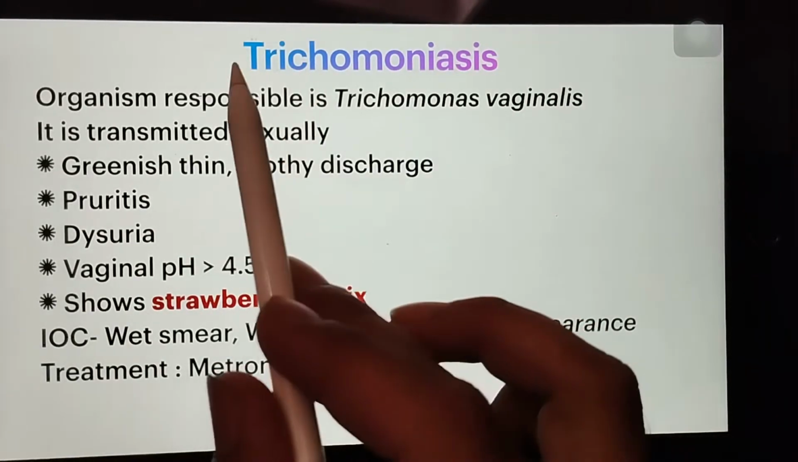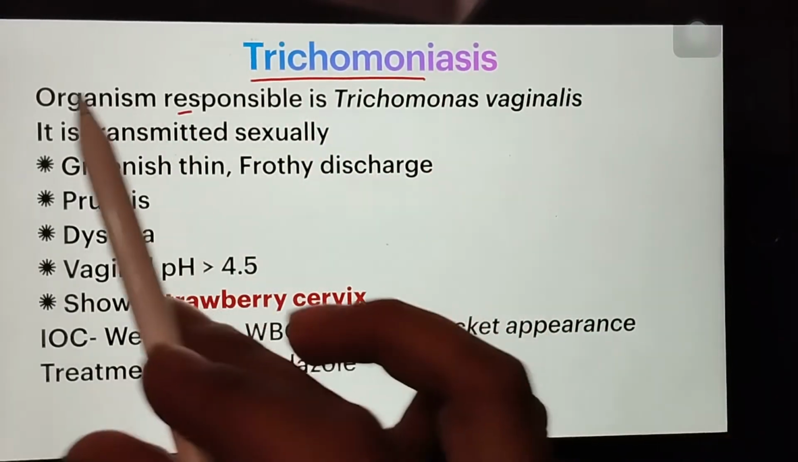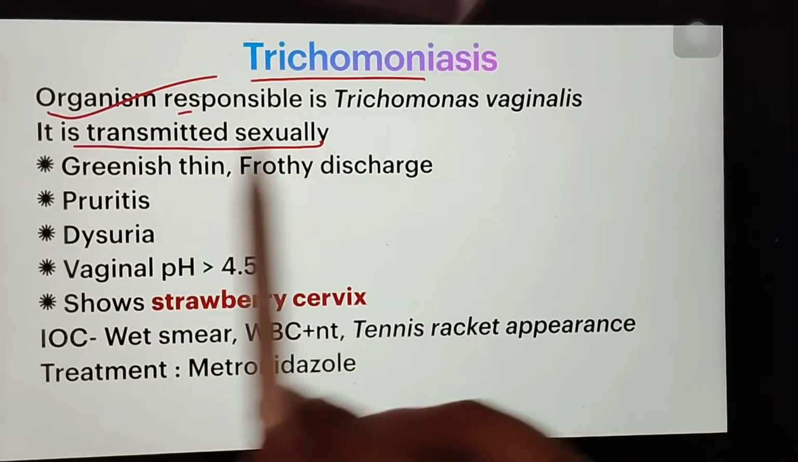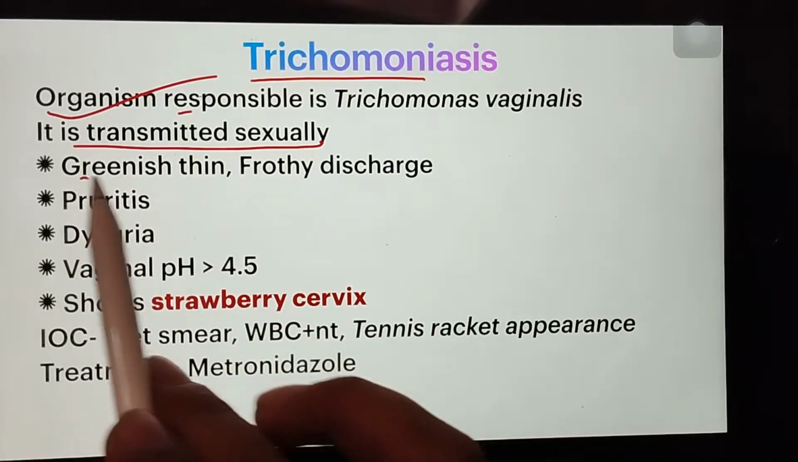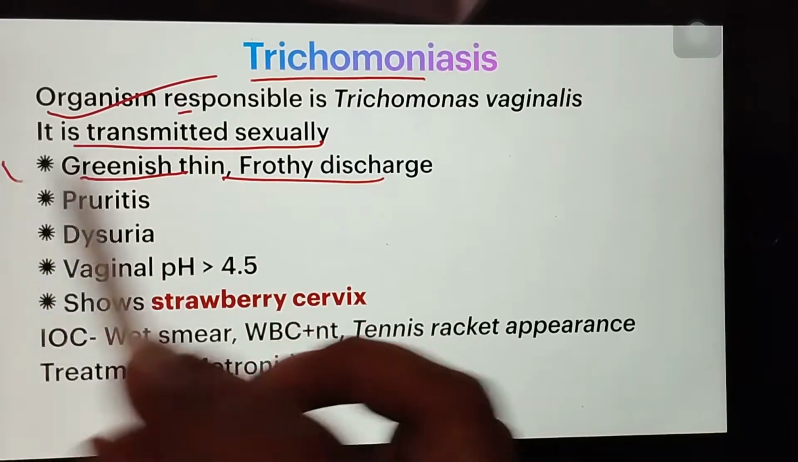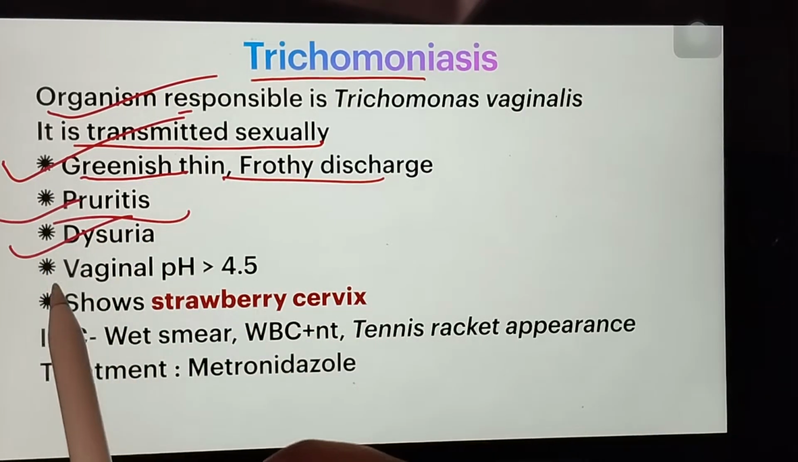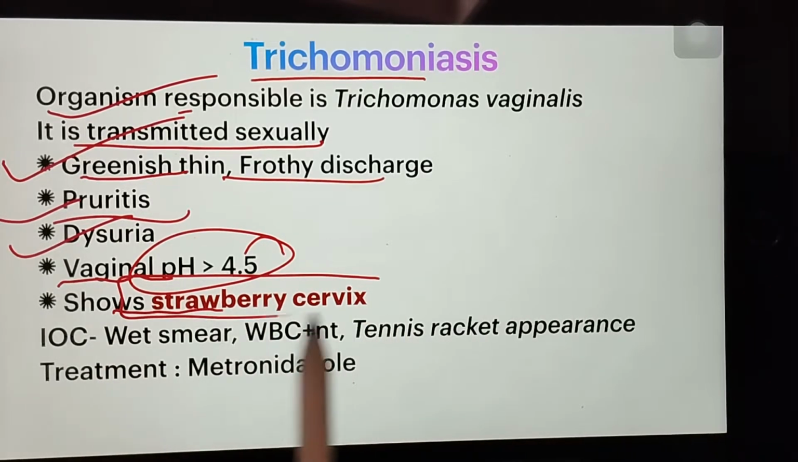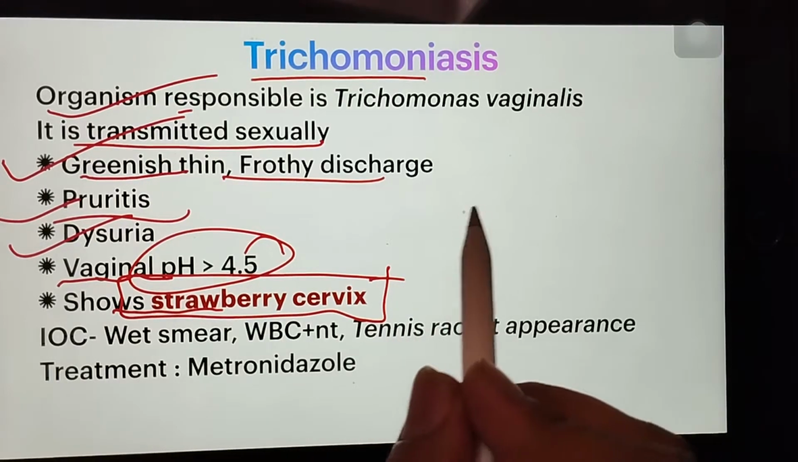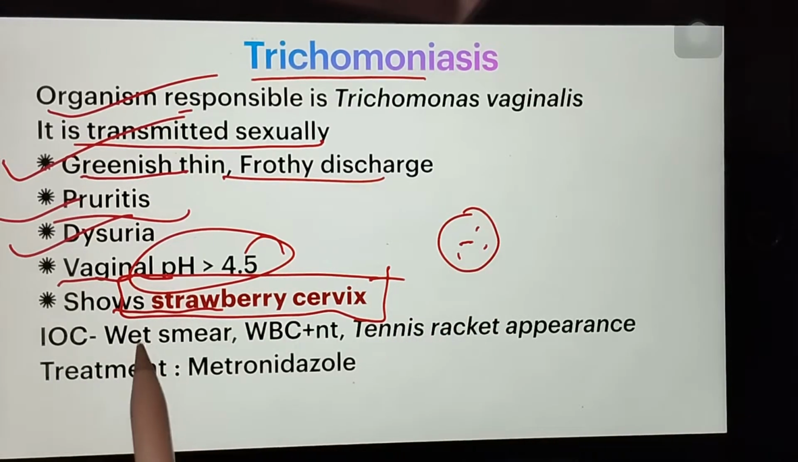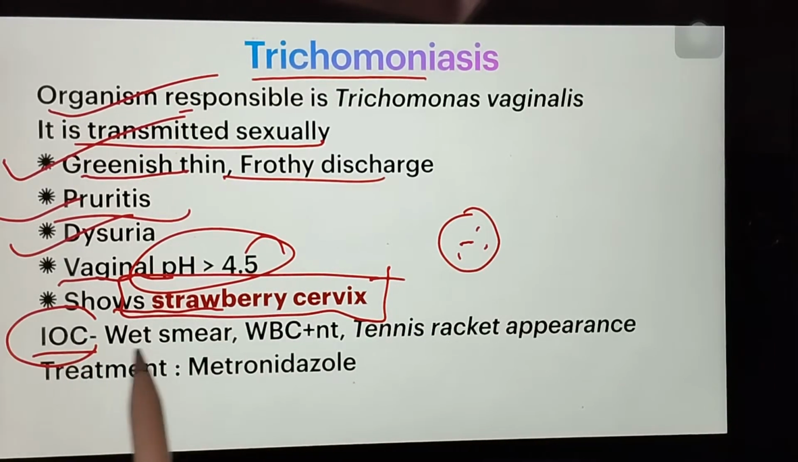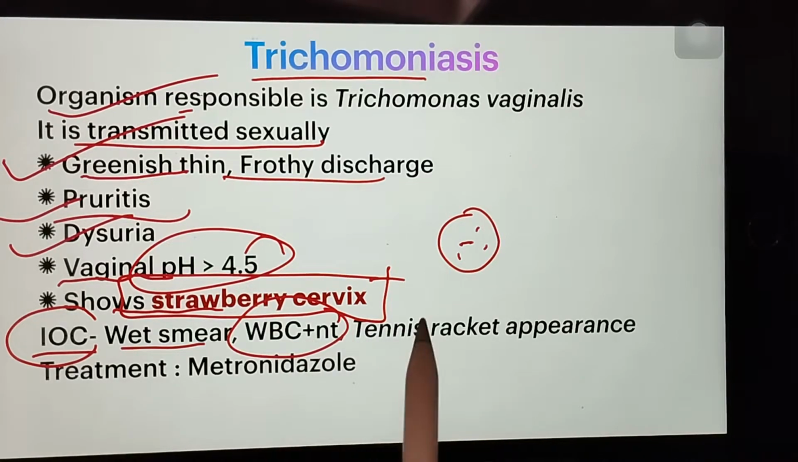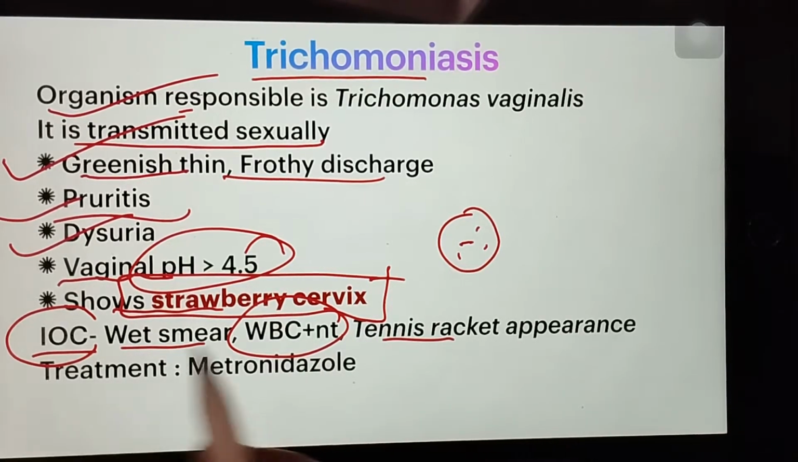So next is Trichomoniasis. The organism responsible is Trichomonas vaginalis, and it is transmitted sexually. The characteristic features are greenish thin discharge, pruritus, dysuria, vaginal pH greater than 4.5, and strawberry cervix, which can be seen on examination. The investigation of choice is wet smear, where WBCs are present and a tennis racket appearance can be seen, and treatment is metronidazole.